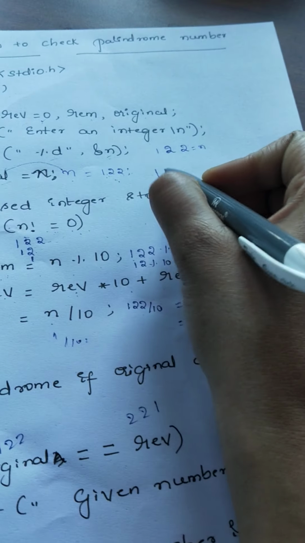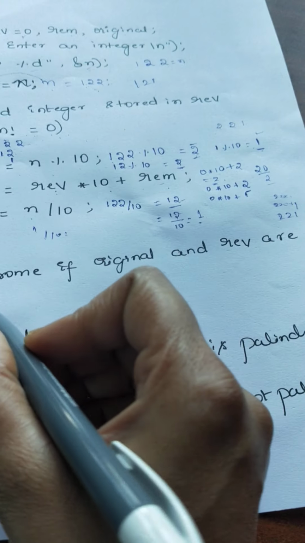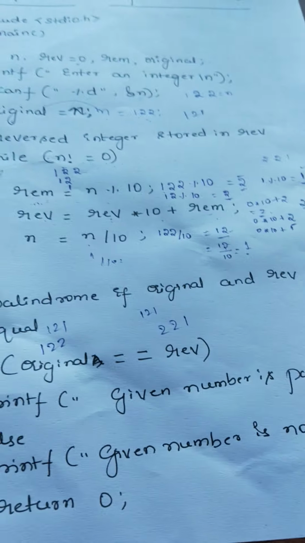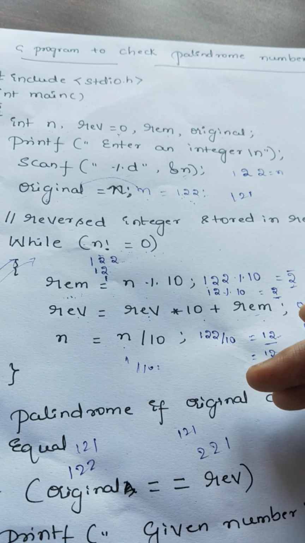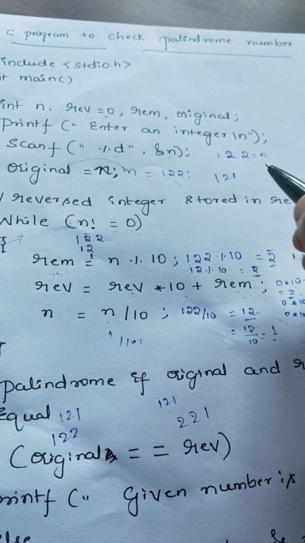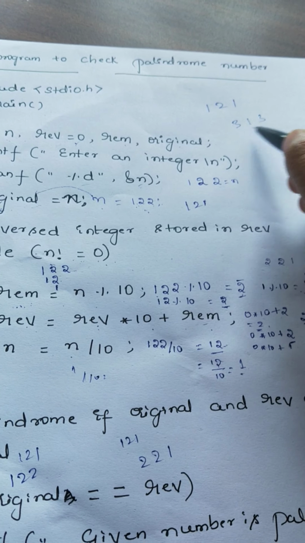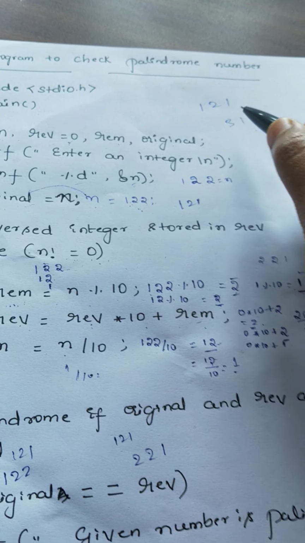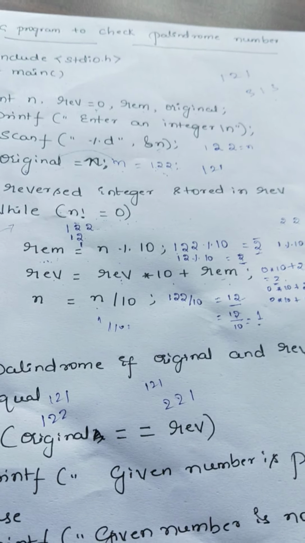Suppose we have given the n value as 121, and finally we will get the value 121 equal to 121. That's how we can decide the given number is palindrome. So this is the program where we can decide whether the given number is palindrome or not. A palindrome number is nothing but when we reverse the given number, just like 121 or 313, when we reverse these numbers, they should give the same output. So this is about the palindrome checking program.